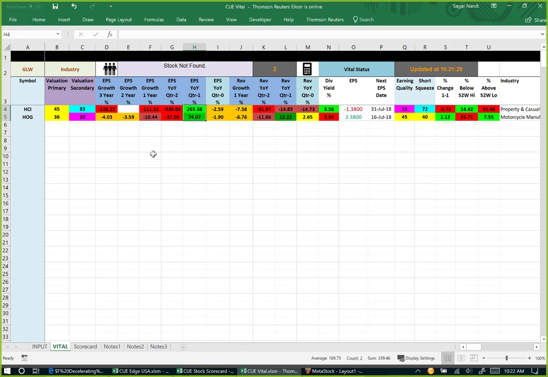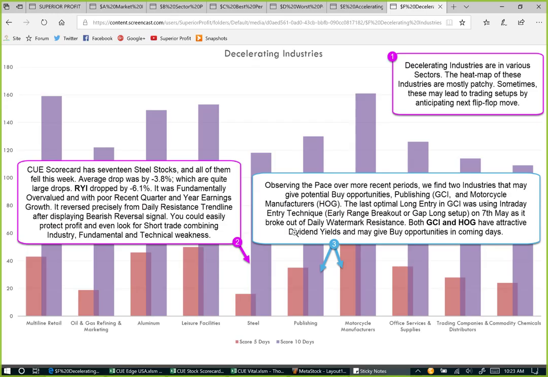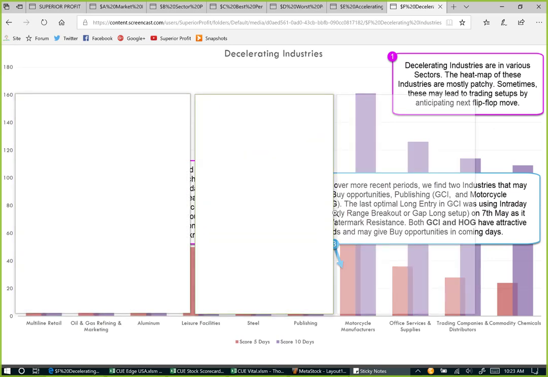Valuation-wise, growth-wise, earlier growth was very poor. That's why the stocks dropped. We saw HCI jumped after earnings. Harley Davidson is slowly starting to go up. Both of them may give low-risk entry opportunities, especially if the industries also start to go up next week. Those were the regular topics.